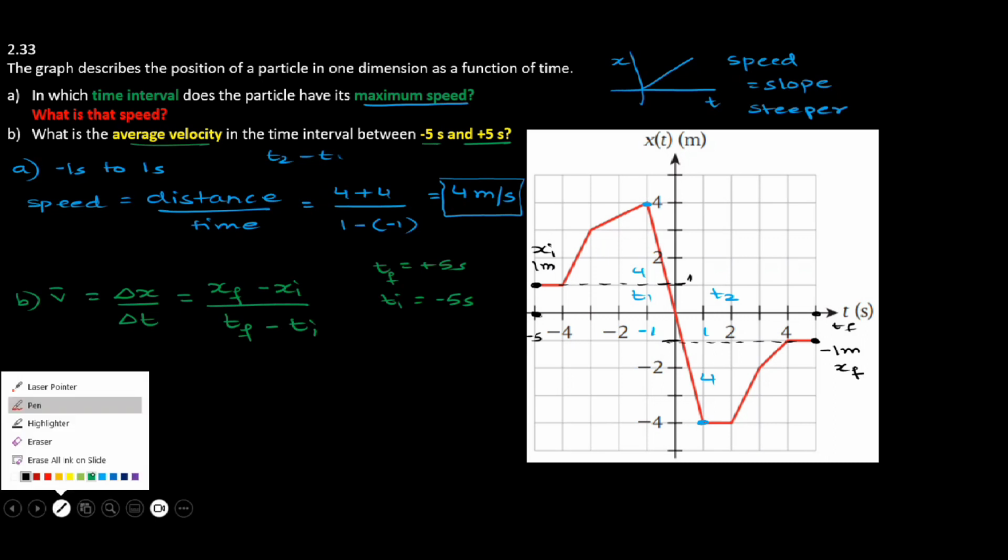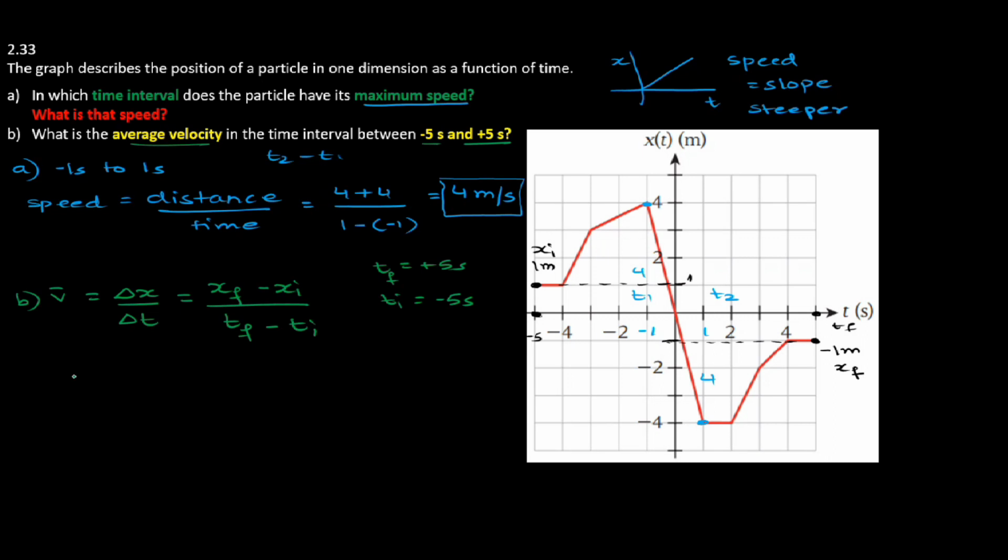Now let's substitute that in our equation. We get average velocity as final position, which is -1, minus initial position, which is 1, over final time, which is 5, minus initial time, which is -5. And when you solve this, you get your answer as negative 0.20 meter per second.